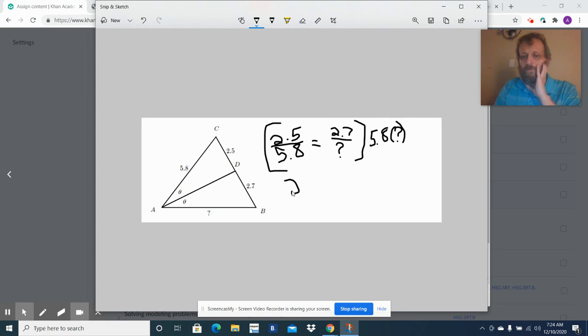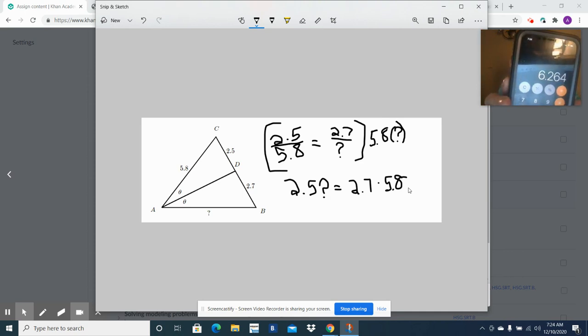So I get 2.5 times my question mark equals, then this times this, the question marks cancel, 2.7 times 5.8. And one last time, I grab my calculator, I take 2.7 times 5.8, I divide that by 2.5, and I get this number. So it's 6.3.